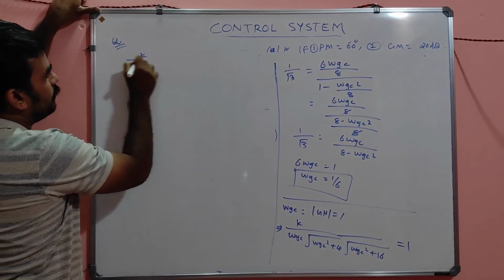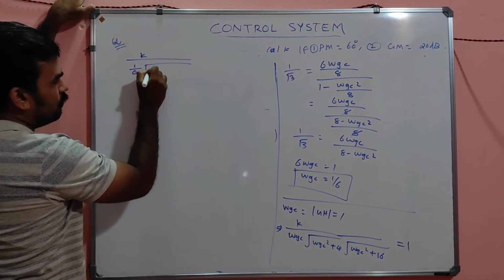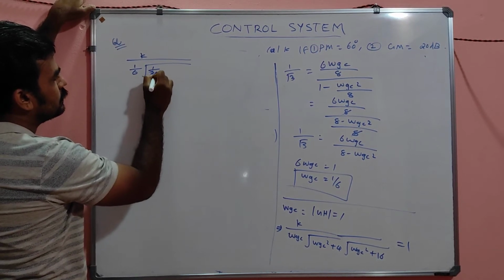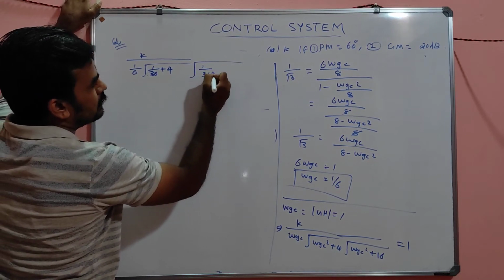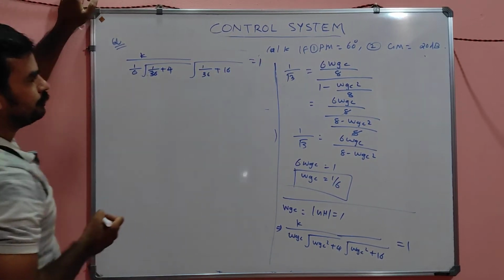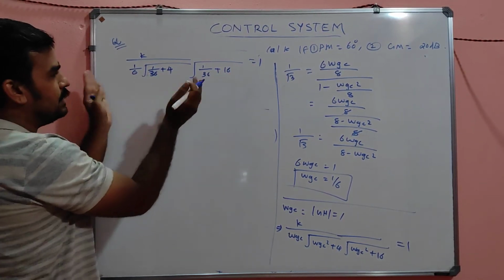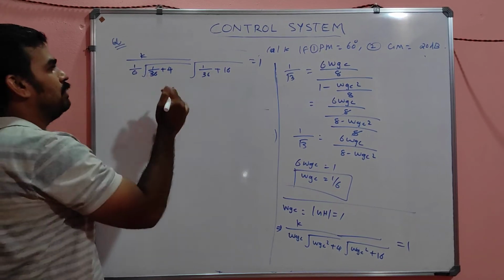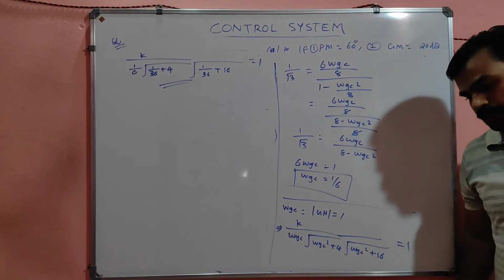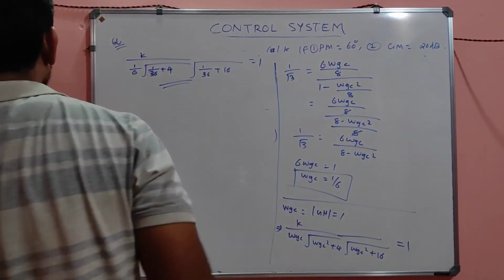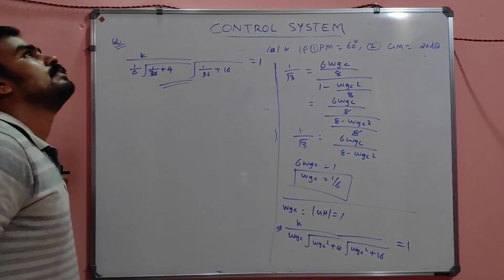Substitute the value of omega GC. So K divided by omega GC, which is 1 by 6 now. So 1 by 6 times root of 1 by 36 plus 4, root of 1 by 36 plus 16. You can solve this. In examination, the terms will be very easy. Roots will simply cancel, and you will definitely get the value of K. It's that much easy, my dear.